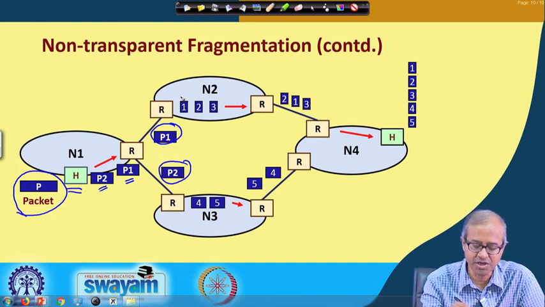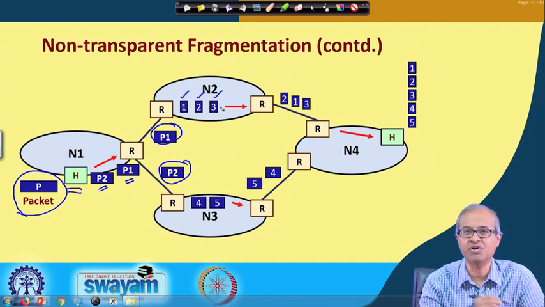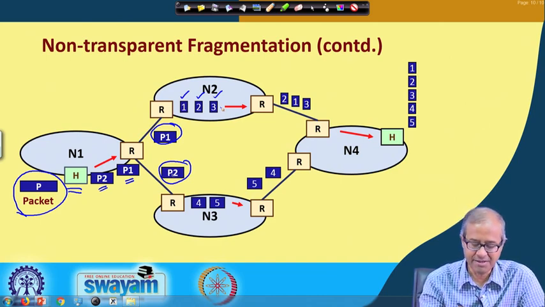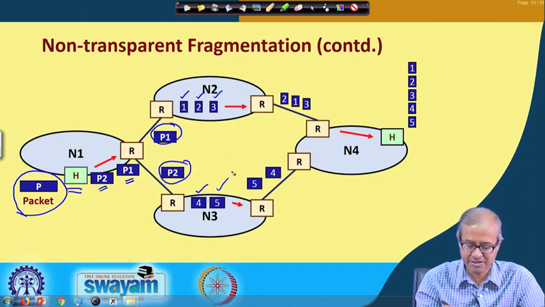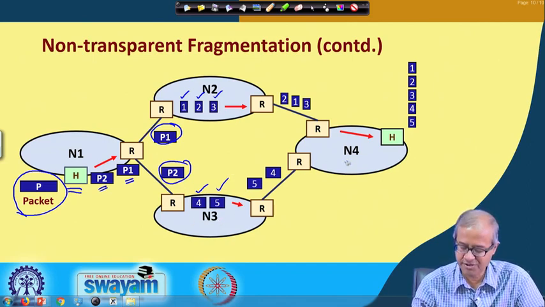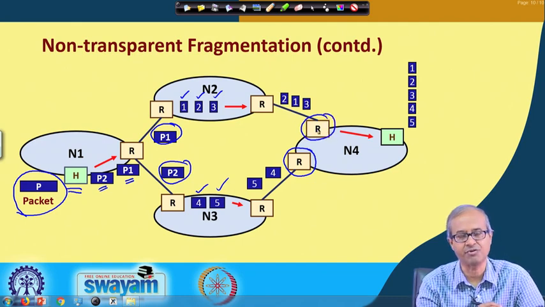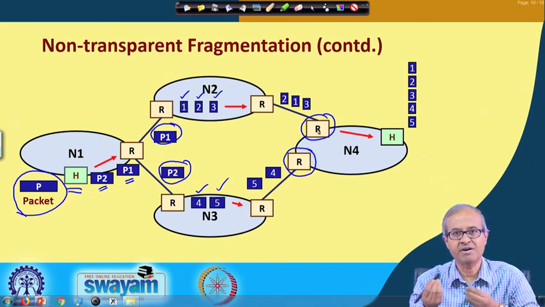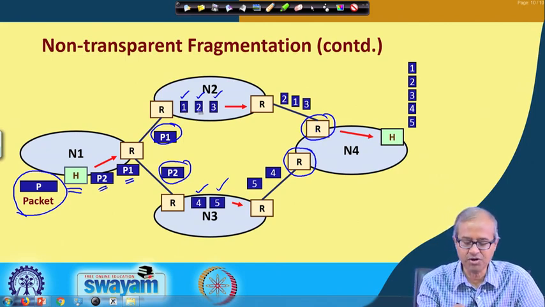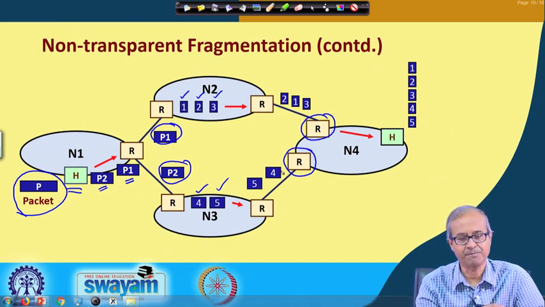So, this P1 is broken up into 3 smaller fragments, let us say 1, 2, 3. On the other hand, P2 is broken up, let us say, into 2 fragments 4 and 5. Okay. So, 4 and 5 will be forwarded to network N4 via some router, and 1, 2, 3 will be forwarded to network N4 via some other router. Now, as I said, IP does not guarantee order of delivery of the packets. So, maybe 1, 2, 3 will be received in some other order, 3, 1, 2 or 2, 1, 3, and maybe here in the order of 5, 4.